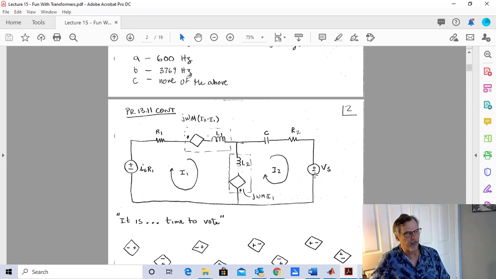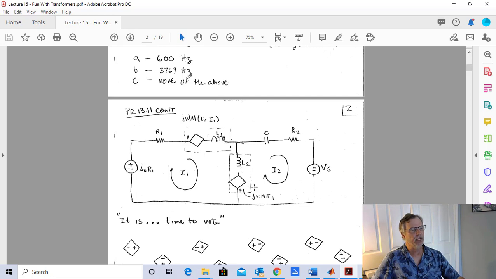But here's what I like to do. I like to make the positive current up here be the current that's entering the dot on the donor. The current that is positive as it enters the dot of the donor, I like to make that one first, because that's going to allow me to put a plus to minus right here. You don't have to do that, but I just do it. So my step two is I just put in the value here, and I know it's going to be j omega M, and I chose I2 minus I1.